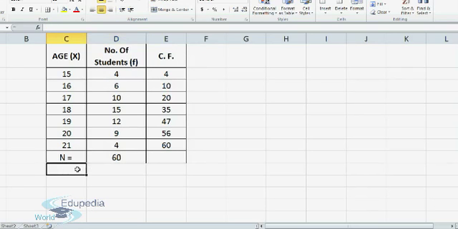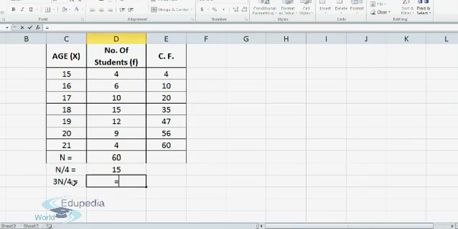Therefore, to find the Q1 value, I'll have to divide this n by 4. N by 4 will be equal to 15, and to find Q3 I need to find 3n by 4. So 3n by 4 will be equal to n by 4 multiplied by 3, which is equal to 45.